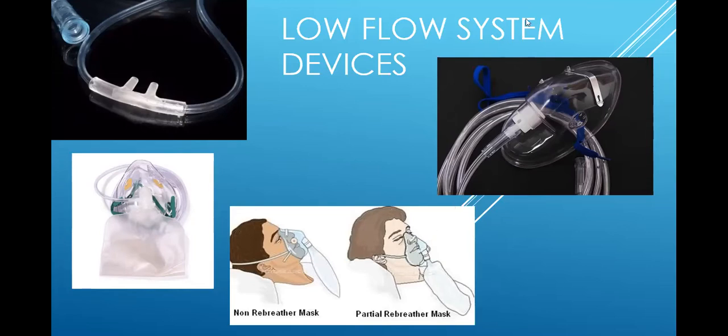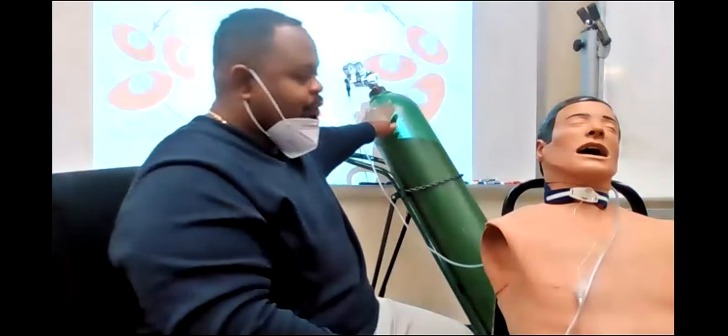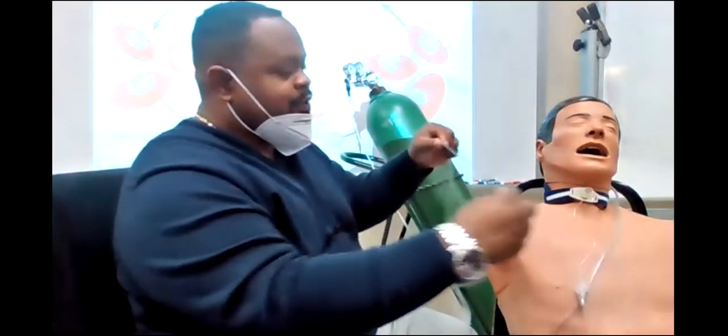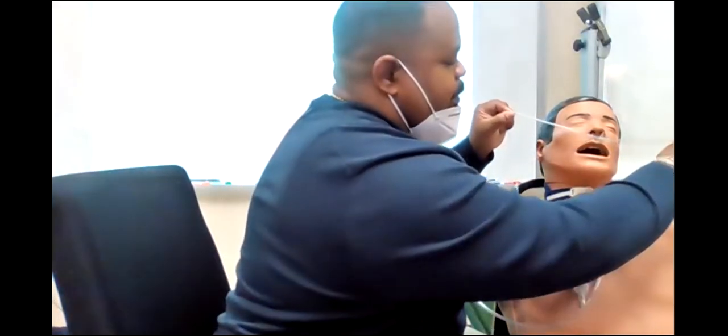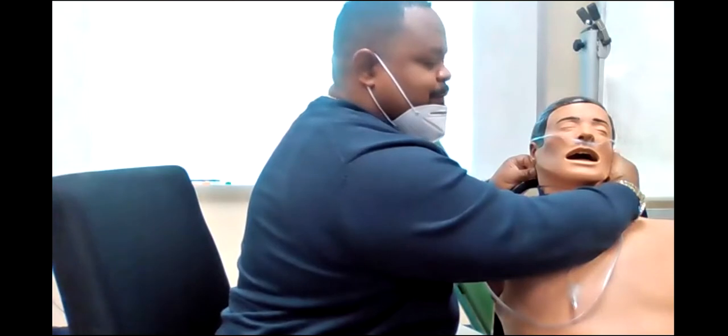First, we're going to show you the nasal cannula. This is the nasal cannula here. Okay. Hook it up to my oxygen flow device or my tank or whatever, and I put this on the patient. Now, he doesn't have ears, so it's not going to stay on him well, but that will be how the nasal cannula is placed.